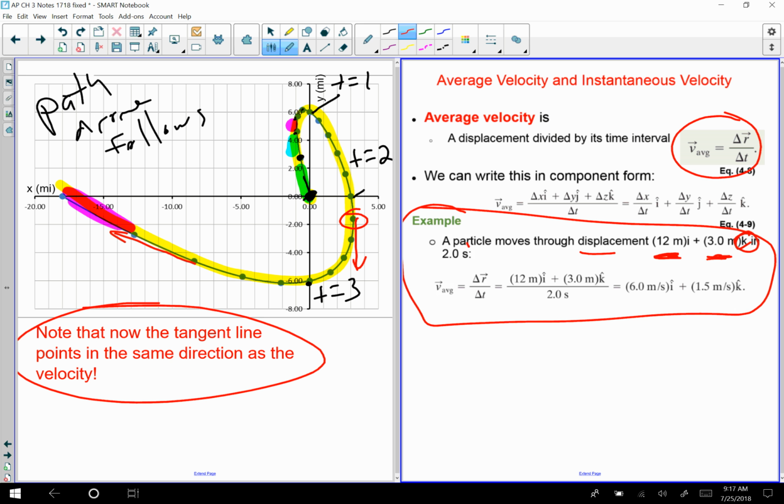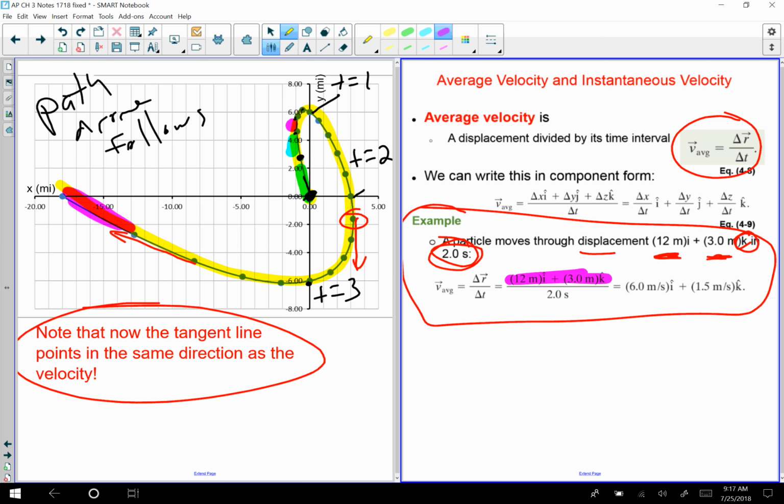So if that takes 2 seconds, then here's our displacement vector. Here's our time, right? Okay, so when you divide, you just divide component-wise, okay? So 12 divided by 2 gives us the 6, and then 3 divided by 2 gives us the 1.5. Okay, so that's how you find your average velocity, all right?